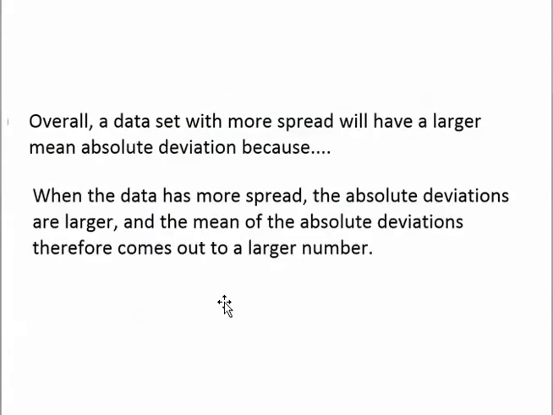So I'm summarizing that right here. When the data has more spread, the absolute deviations get larger, and the MAD gets larger, because the MAD is just the average of the absolute deviations. It's the mean of the absolute deviation.